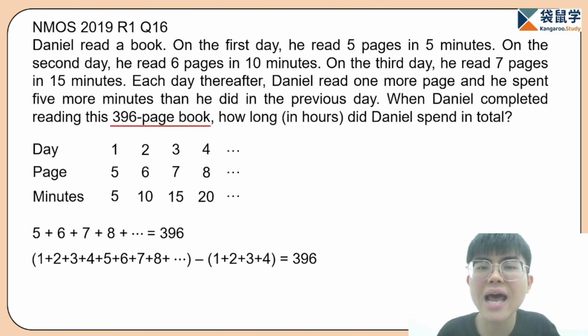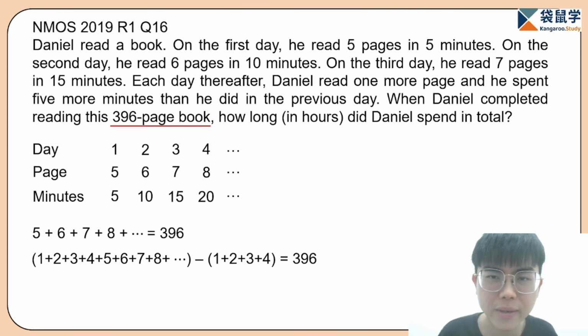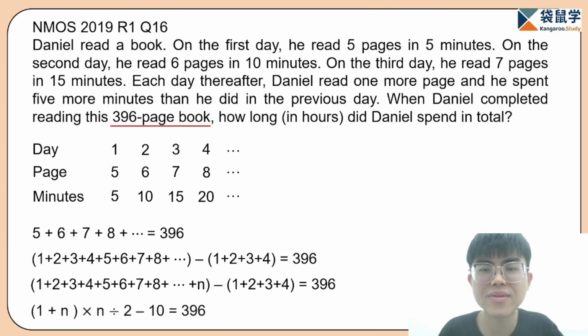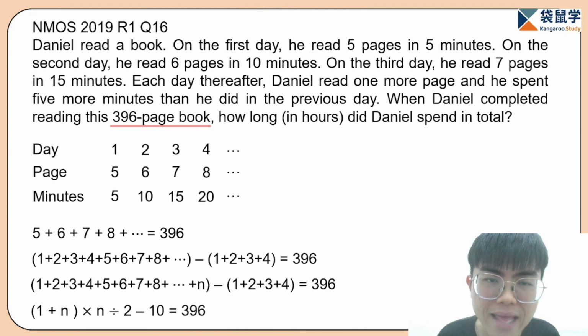So now we have learned how to calculate the sum of the numbers. But in this case, we do not know what the last number is, right? So what we have to do here is assume that the last number is n. Then we will have (1 + n) times n divided by 2, minus 10, which is equal to 396.